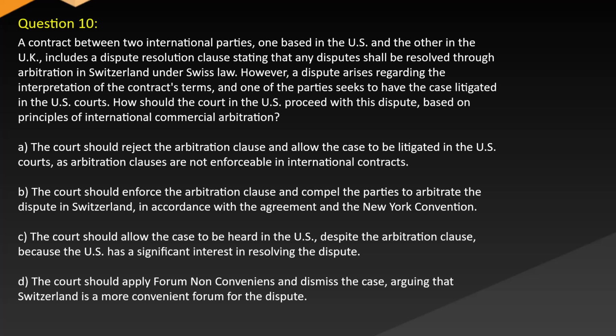A. The court should reject the arbitration clause and allow the case to be litigated in the U.S. courts, as arbitration clauses are not enforceable in international contracts. B. The court should enforce the arbitration clause and compel the parties to arbitrate the dispute in Switzerland in accordance with the agreement and the New York Convention. C. The court should allow the case to be heard in the U.S. despite the arbitration clause because the U.S. has a significant interest in resolving the dispute. D. The court should apply forum non conveniens and dismiss the case, arguing that Switzerland is a more convenient forum for the dispute.